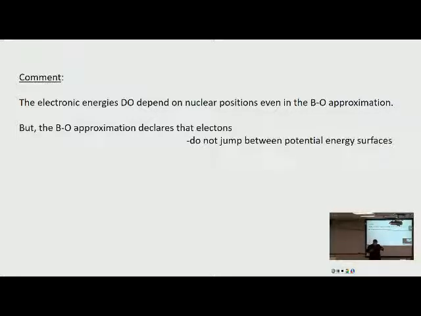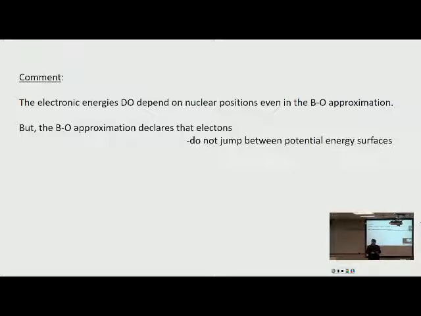Electrons and nuclei do interact. Positions of nuclei affect electronic states. Electronic states affect the internuclear potential. So there is interaction of nuclear and electronic degrees of freedom.